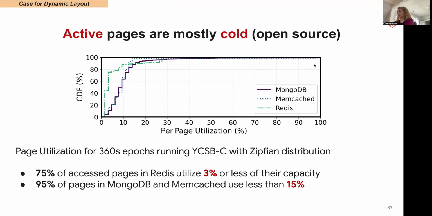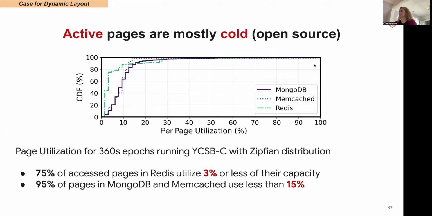That's basically saying for each page, how many bytes are utilized or accessed. And on the y-axis, you're seeing a CDF, which means what fraction of all the pages that were touched by this application, not pages that are resident, but all the pages that are touched by this application, utilized what fraction of the page, right?